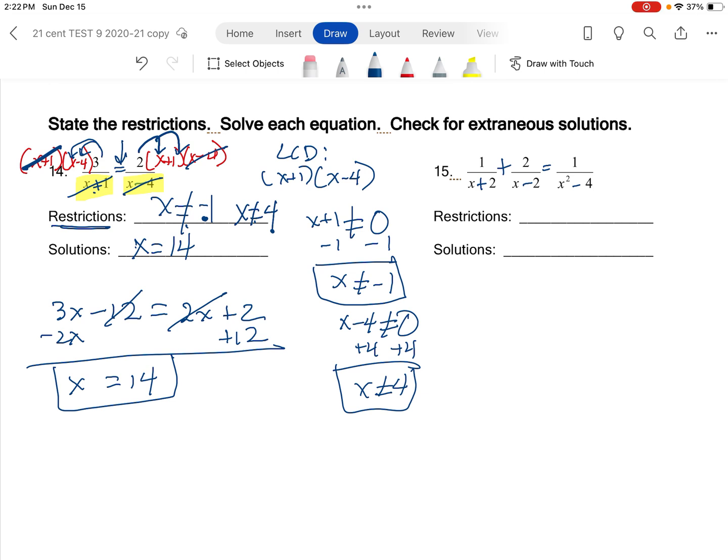So I need an LCD, but this one needs factoring. x plus 2 times x minus 2. So I'm going to cross that out. So in this denominator, I have an x plus 2. In this one, I have an x minus 2. And in the last one, I don't have anything different. So my LCD is x plus 2 times x minus 2. So I'm going to take a moment and write those in every fraction's numerator.